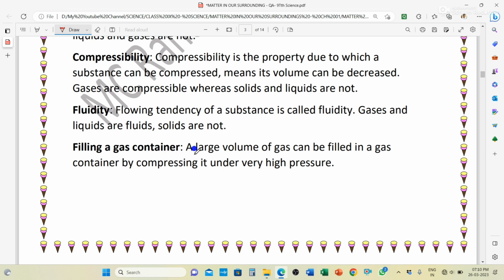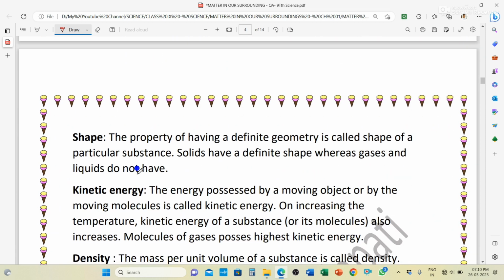Then filling a gas container. A large volume of gas can be filled in a gas container by compressing it under very high pressure, because gases are compressible. That means their volume can be decreased by applying some force. Then next is shape. The property of having a definite geometry is called the shape of a particular substance. Solids have a definite shape, whereas gases and liquids do not have a shape. And liquids take the shape of the container in which you fill them.